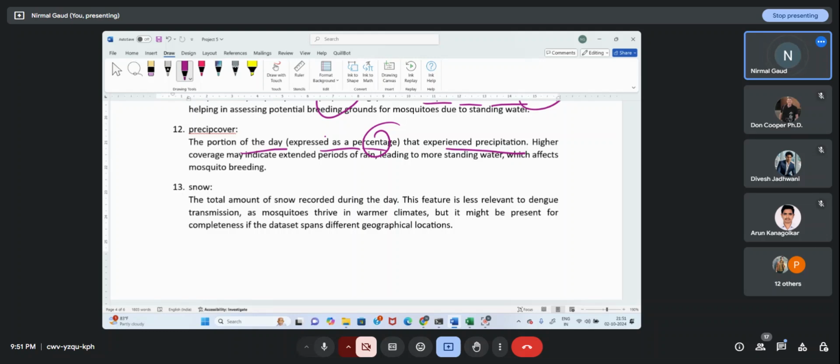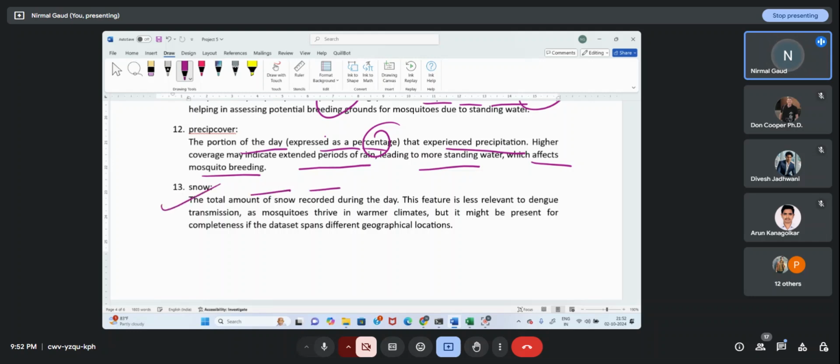That means your rain for a day. How much rainfall occurred in a day? What percentage of rainfall occurred in a day? That leads to more standing water, which affects mosquito breeding.